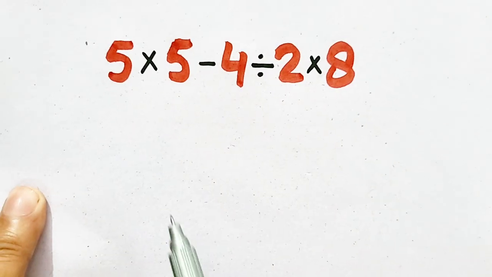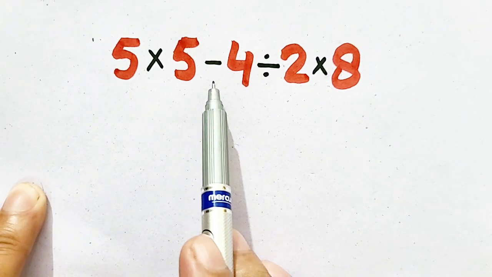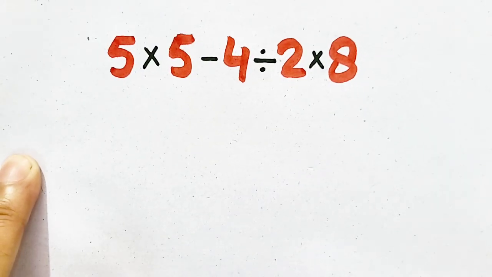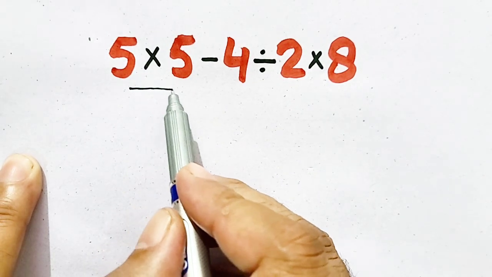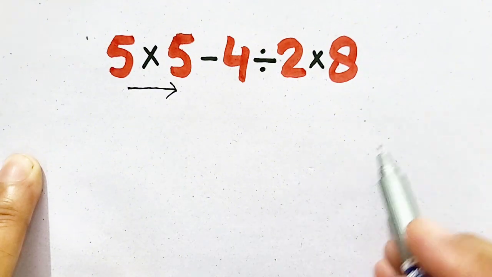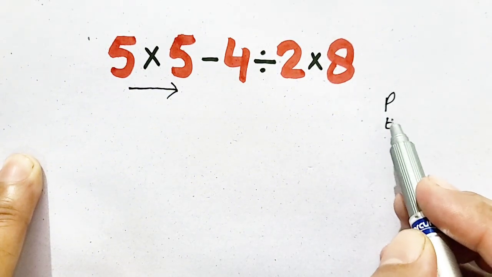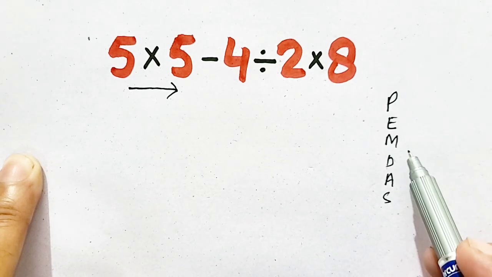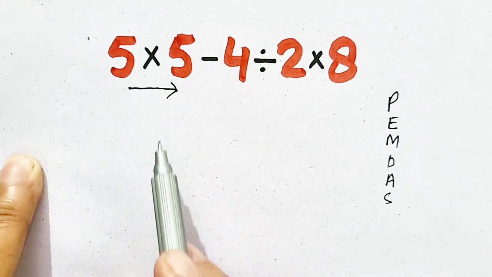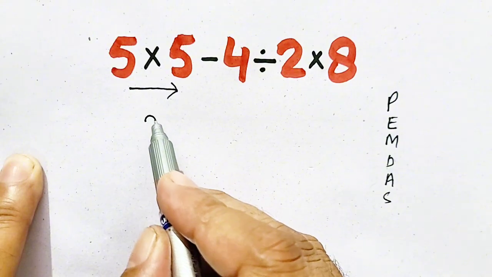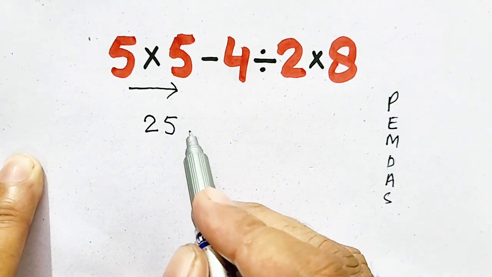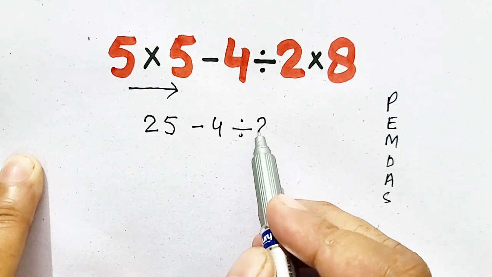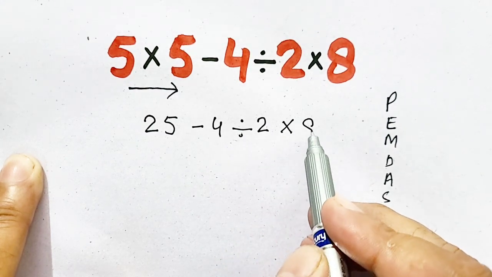Respected audience, my question is 5 times 5 minus 4 divided by 2 times 8. First of all, we have to move from left to right, and according to BODMAS, we have to solve multiplication. So 5 times 5 will be equal to 25 minus 4 divided by 2 times 8.